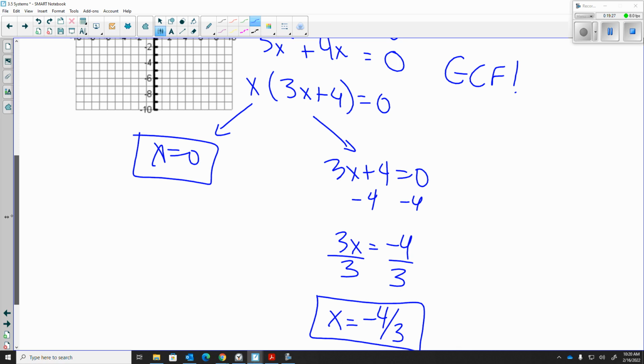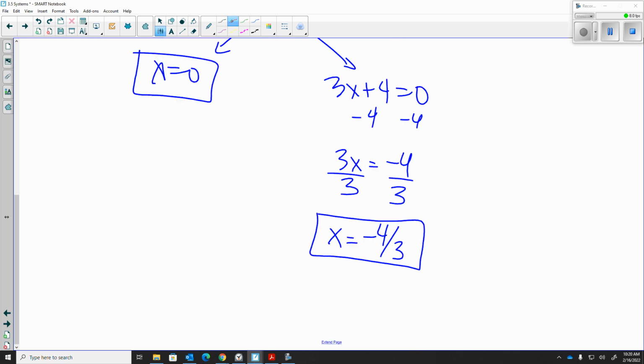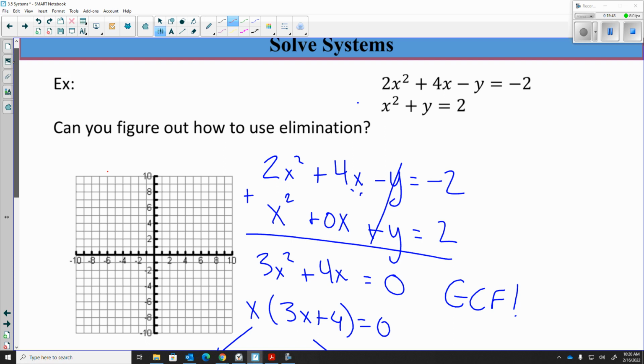So far, so good. I need to do one more thing. What do I still need to do? Still need to find y's. How do I do it? Plug in x. So let's do that real quick. I got to plug in the x's. Which equation do you want to plug them into? x squared plus y equals 2.